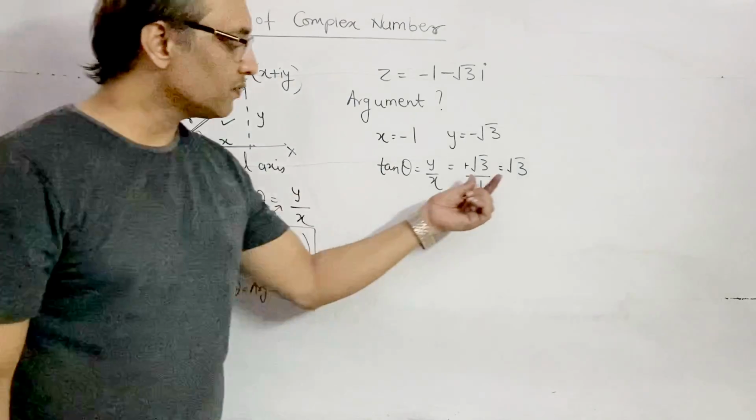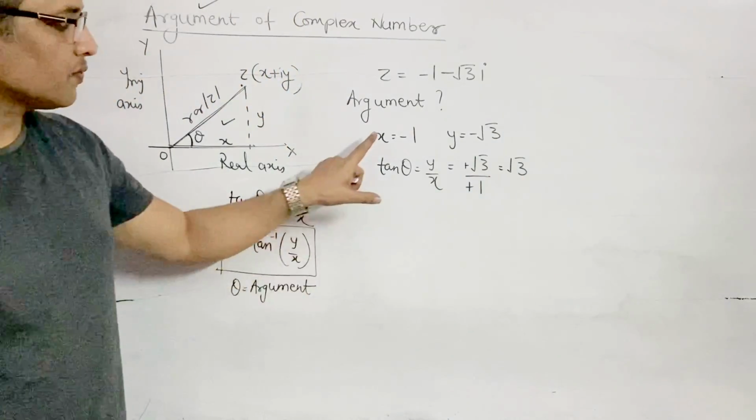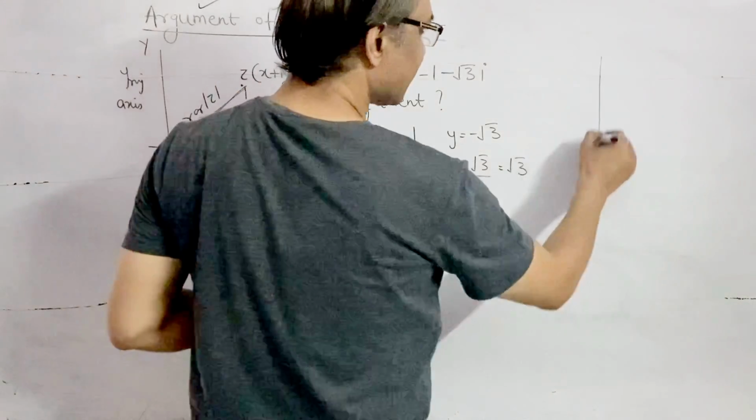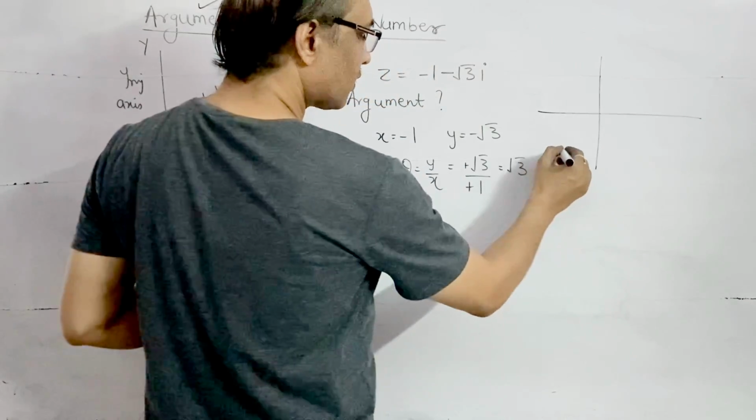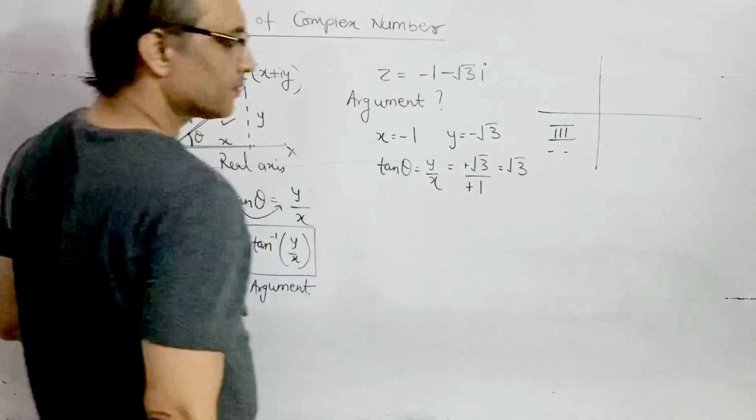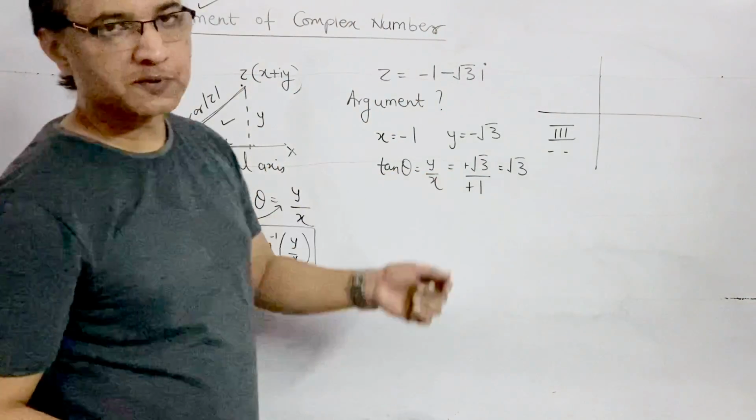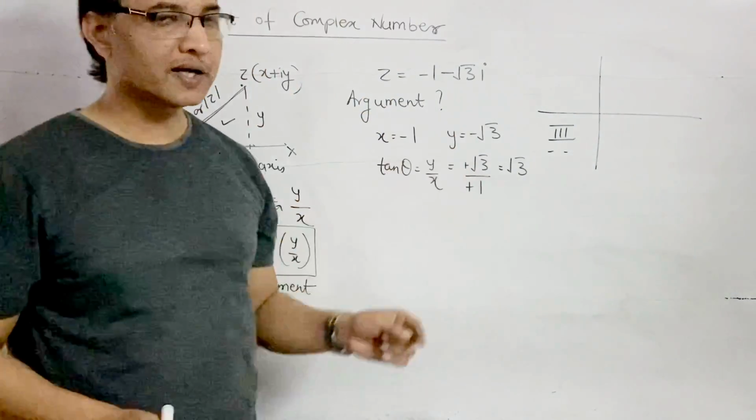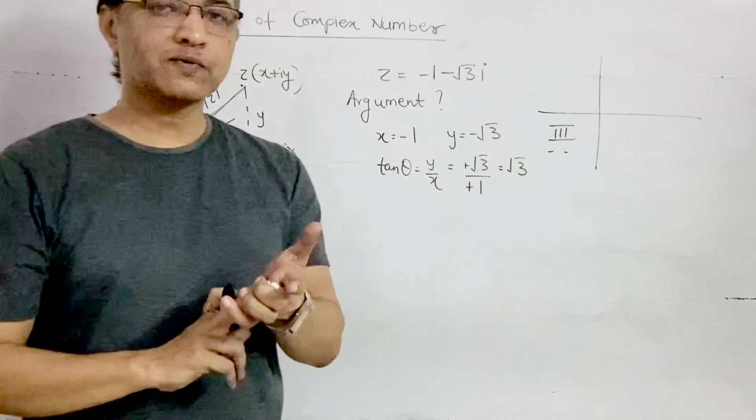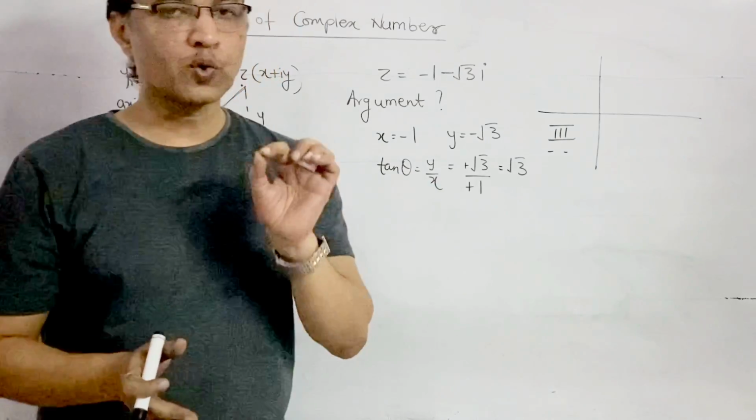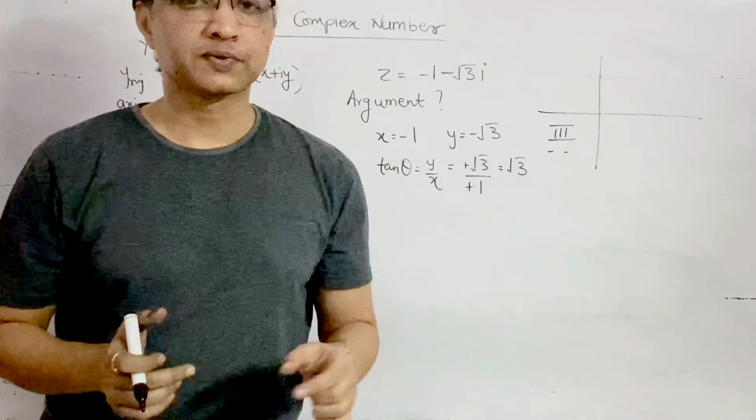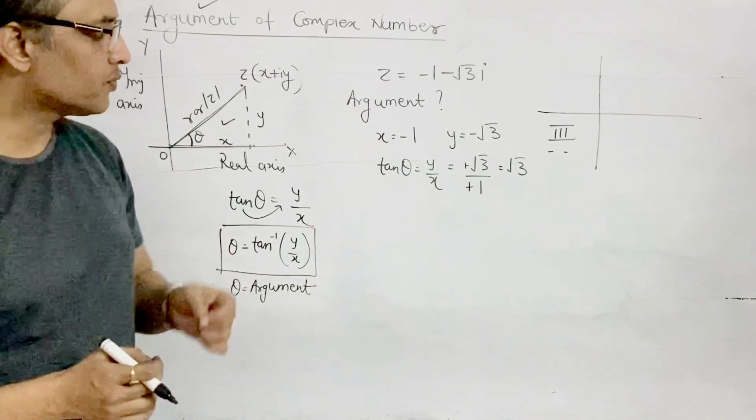So we are getting a positive value of tan theta, but the values of x and y are negative. X and y both are negative. That means our complex number is lying in the third quadrant. In third quadrant, x and y both are negative. So even if value of tan theta is positive, but since x and y are negative, we need to find tan alpha. Only if x and y both are positive, then there is no need to find the value of tan alpha. But if x or y or both are negative, then you have to find the value of tan alpha.